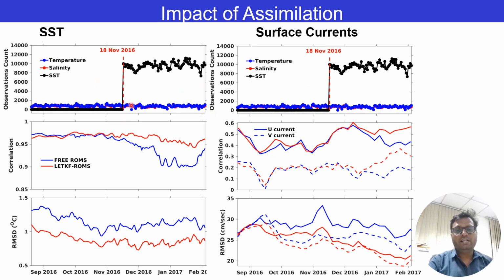On the left hand side, I am showing the time series of correlation and RMSE of sea surface temperature from both the systems. One is free ROMS and the other is LETKF ROMS. Red color is for LETKF ROMS and blue color is free ROMS. Here we can clearly see that with the introduction of SST observations, the LETKF ROMS correlation is mostly greater than 0.95 for the entire time period.